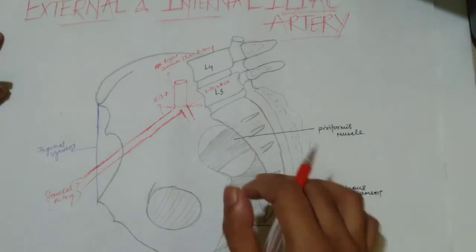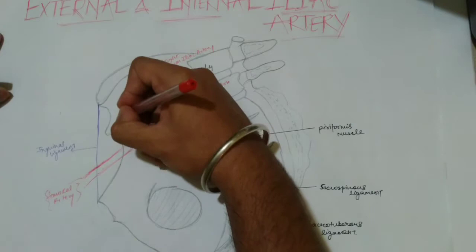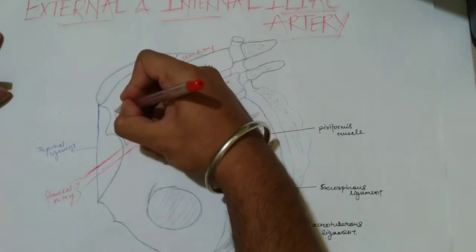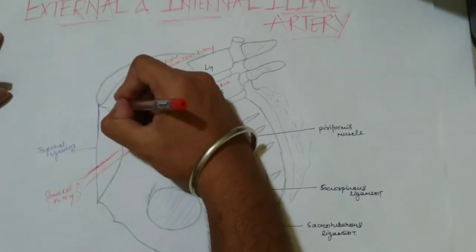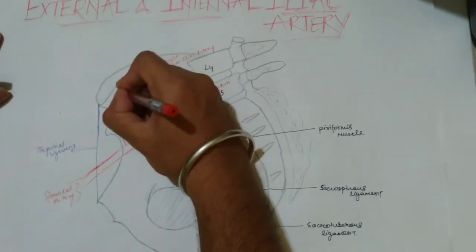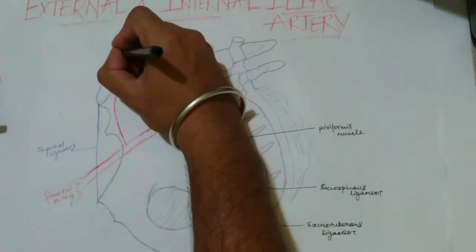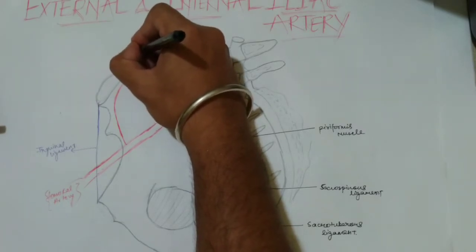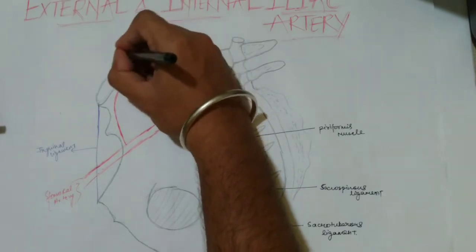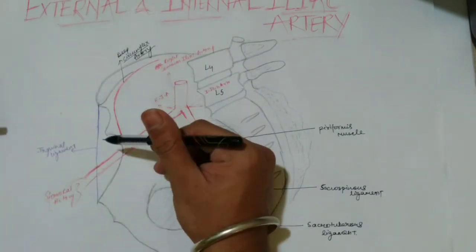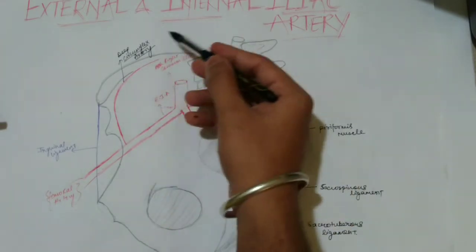The first branch is your deep circumflex artery. Deep circumflex artery passes posteriorly and parallel to your inguinal ligament, and passes parallel to your iliac crest. This branch is your deep circumflex artery. It supplies the transverse muscles and your iliac muscles, so it supplies the iliac region and the posterior side.